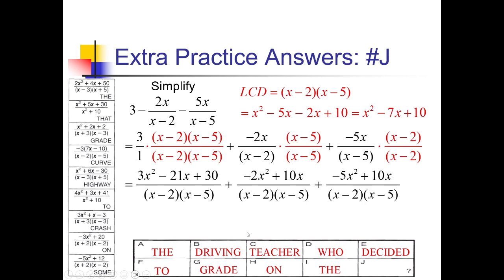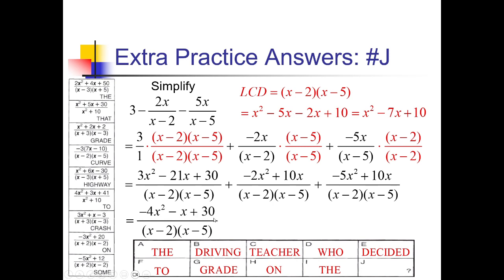Combining like terms, we have our common denominator of x minus 2, x minus 5. And for the x squareds now, we have 3x squared minus 2x squared, which is 1x squared. 1x squared minus another 5x squared is going to be a negative 4x squared. Next up, my x's. Negative 21x plus 10x is negative 11x. Negative 11x plus another 10x is negative 1x. And then finally this 30, there's nothing to combine with that.